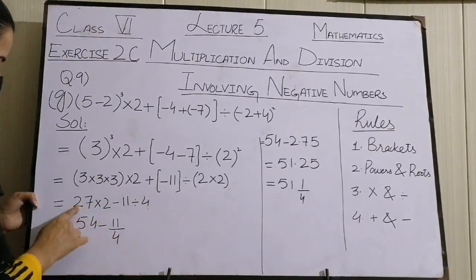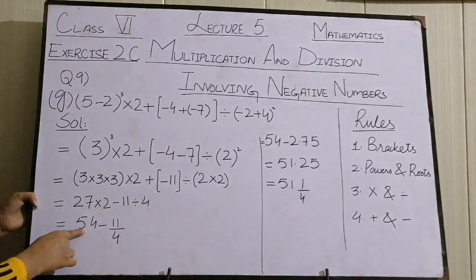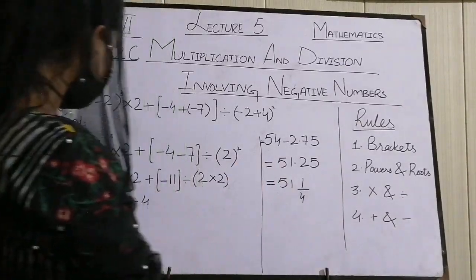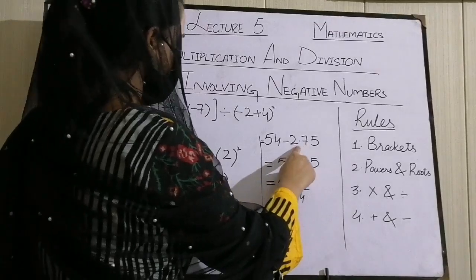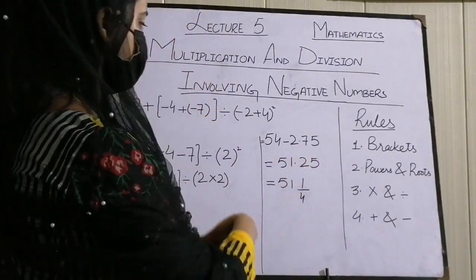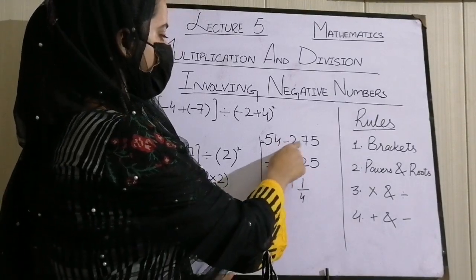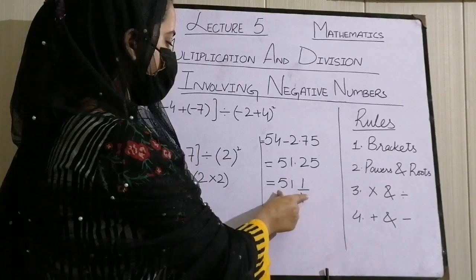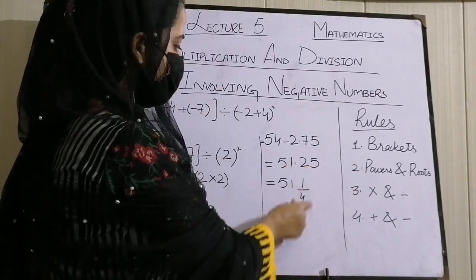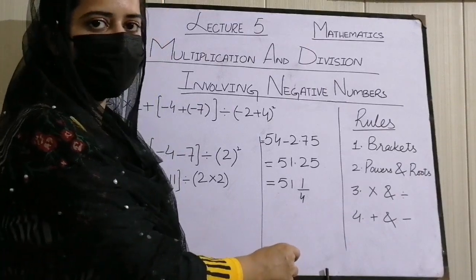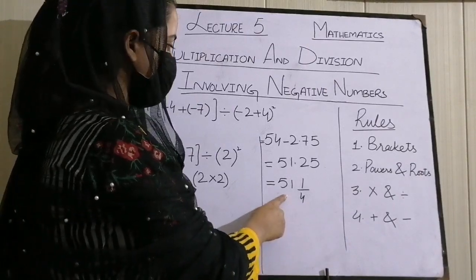11 over 4, 27 into 2 is 54. 11 over 4, you can check this on calculator. 11 divided by 4 is 2.75. 54 minus 2.75 is equal to 51.25. You can also convert this decimal into mixed fraction using your calculator. Shift and ST gives us mixed fraction on calculator.